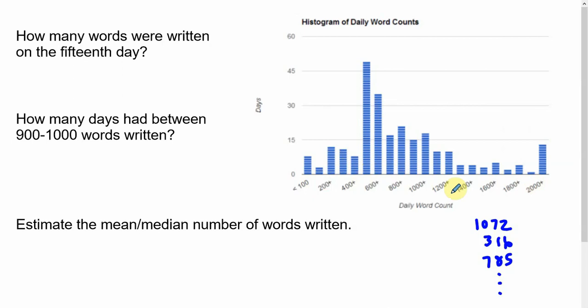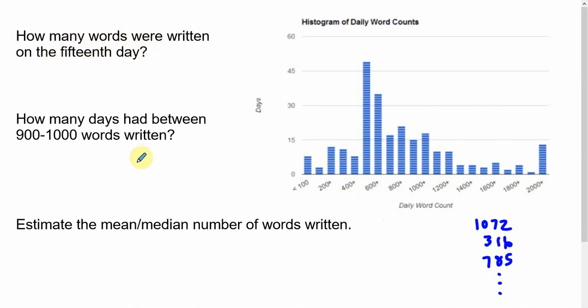The labeling here is a little awkward. This plus is kind of strange, but I think this one would be 600, this one would be 700, and then this one would be 800 and 900. I think that's the way to interpret this. Okay, so how many words were written on the 15th day?